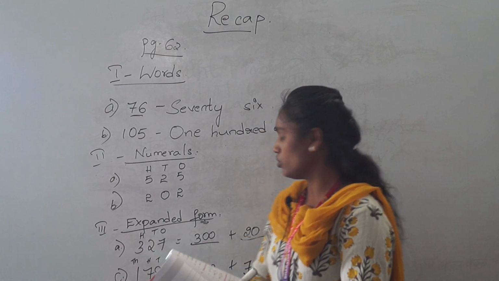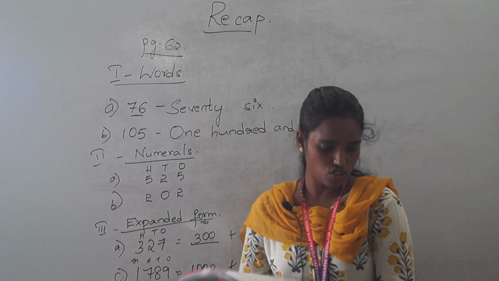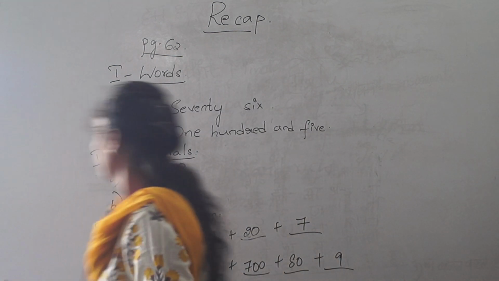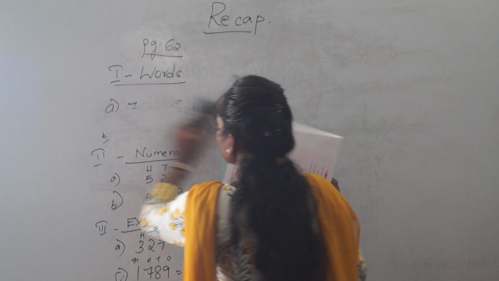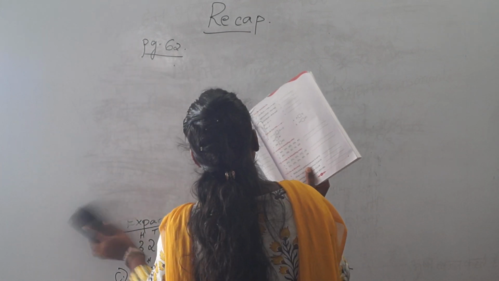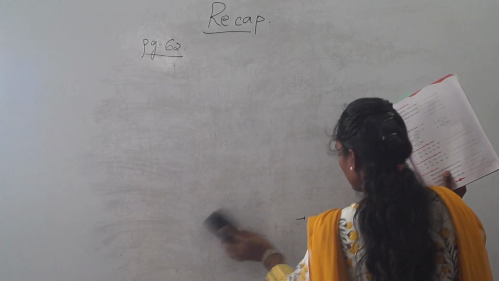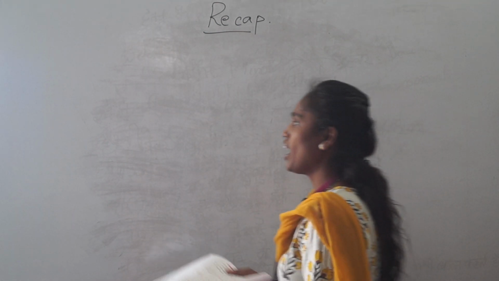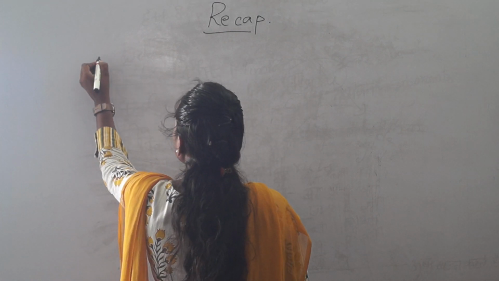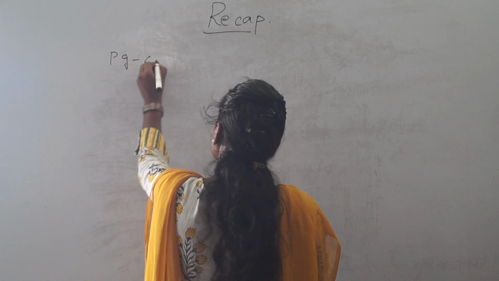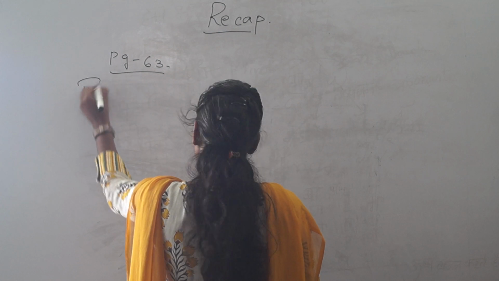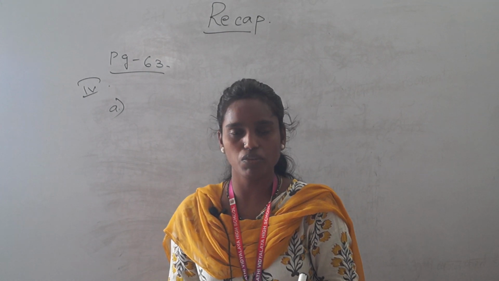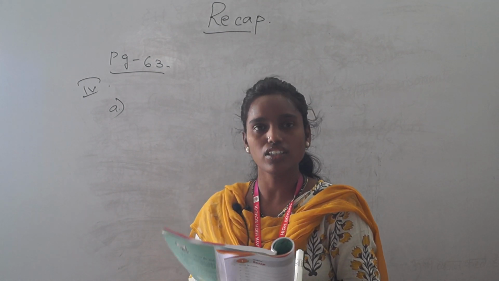Now coming to page number 63. Children, open page number 63. What is in page number 63? Write the numerals. So we should write the numerals for the given expanded form numbers. Okay, page number 63, 4th bit. What is A? 2 hundreds plus 5 tens plus 6 ones. So we should write the number.